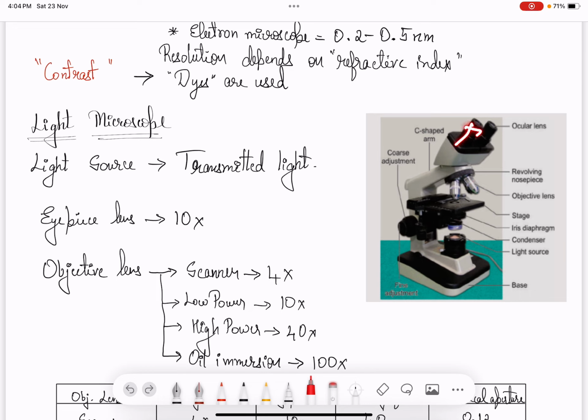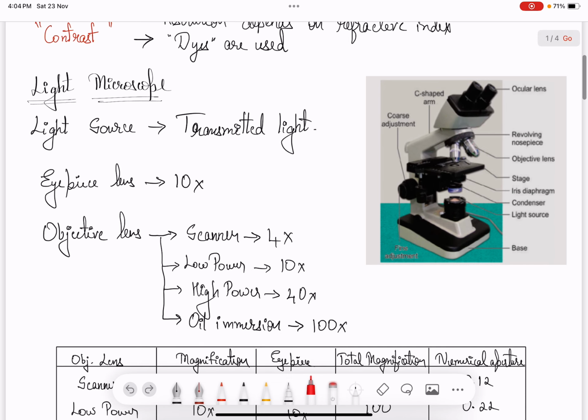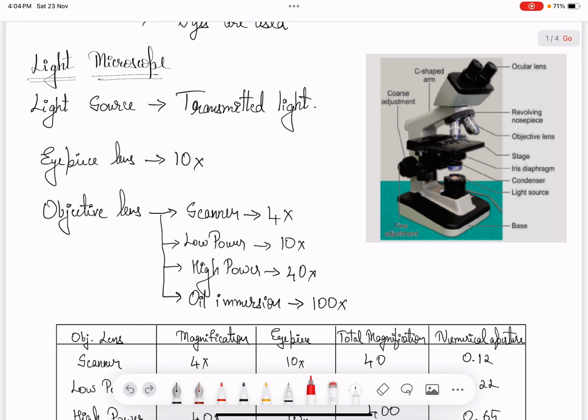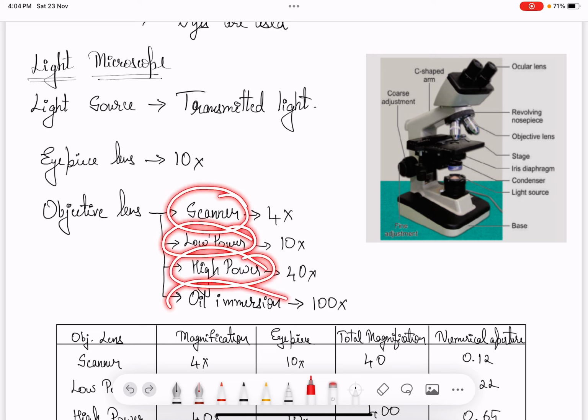Normally you can even have a single eyepiece also. So the eyepiece has a magnification of 10x. Next, coming to the objective lens. Here you can see, this is the objective lens. There are nearly 3 to 4 objective lenses. The first one is the scanner, then the low power, then high power, then oil immersion.